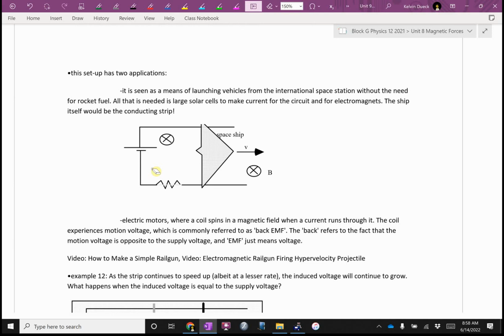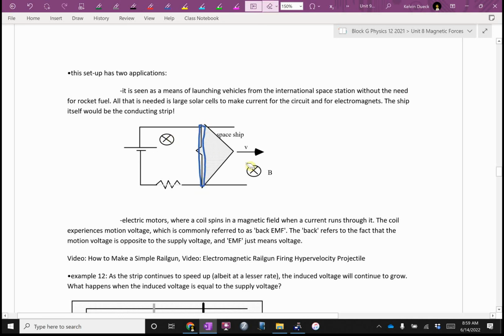We've thought this could be a method of launching vehicles from space stations without needing to turn on your rockets. You probably don't want to fire your rockets if you're half a meter from the International Space Station, docked with it. So one way of doing it would be having the spaceship itself act like the conducting bar. So you would just have a strip of metal running like this.